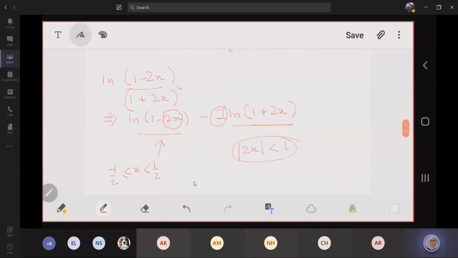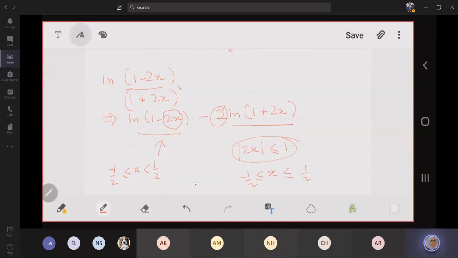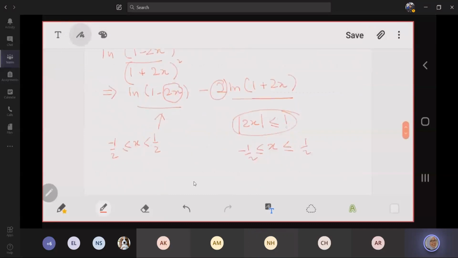But in this case it's going to be less than or equal to. So in this case, x must be greater than or equal to negative half and less than half. But in this case you cannot have equality at half, because when you put half here you get 1 minus 1, which is 0.